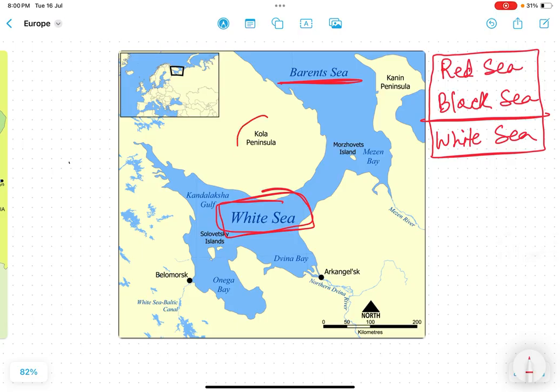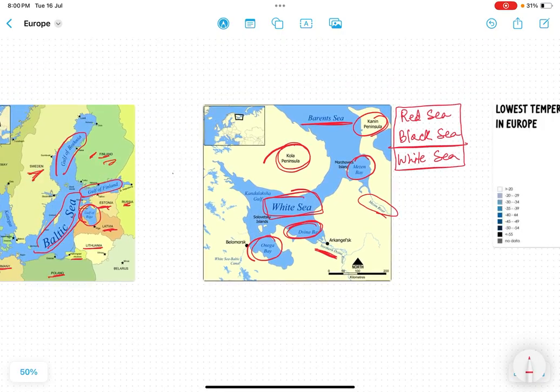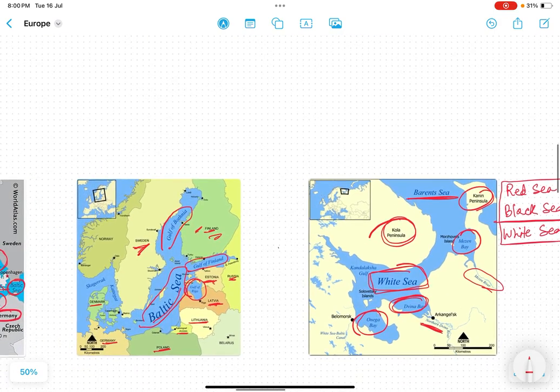So you can see this is called the Kola Peninsula. This is Onega Bay. This is Dvina Bay. This is the Dvina River. And this is the Mezen Bay, because this is the Mezen River, right? Nothing much in that. This is the Kola Peninsula, this is the Kanin Peninsula, and the White Sea is between them, right? So we've covered all of the seas and the ocean and the water bodies in Europe.